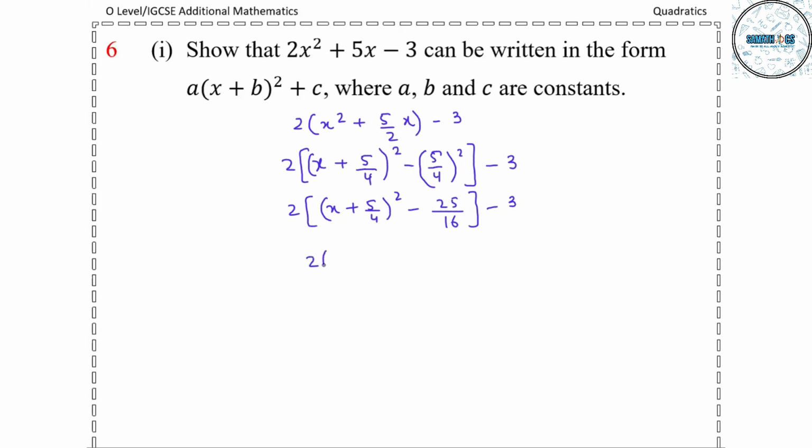So when we multiply 2 by the bracket, it will remain outside the bracket. This will become 25 upon 8 and then minus 3. Then we have 2 into x plus 5 upon 4 whole squared minus 49 upon 8. We'll multiply 3 by 8. It will be 24, and minus 24 and minus 25 will become minus 49. So it is minus 49 upon 8.